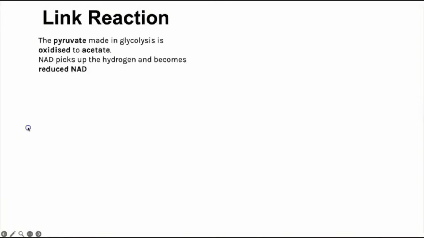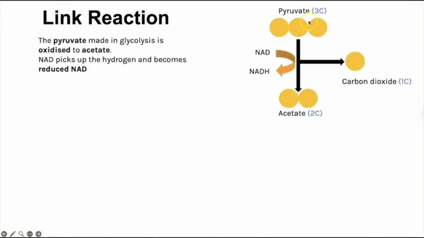The link reaction is the next step. And this is when pyruvate is going to be oxidized further into acetate. And again, we can tell it's an oxidation reaction because NAD has now formed reduced NAD. So NAD has been reduced, which means pyruvate must have been oxidized. 1 carbon has also been removed, so we've formed 1 carbon dioxide molecule. So that means we've gone from pyruvate, which is 3 carbons, to acetate, which is 2 carbons.